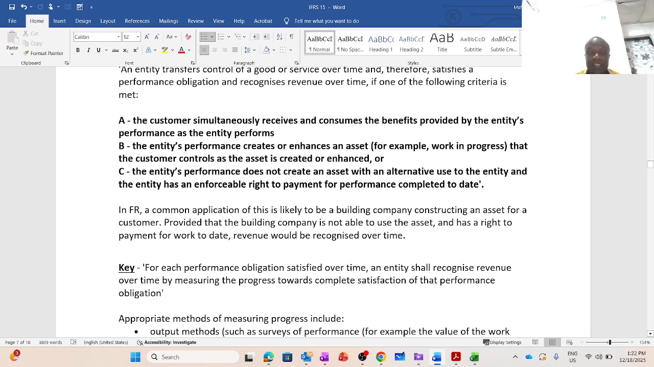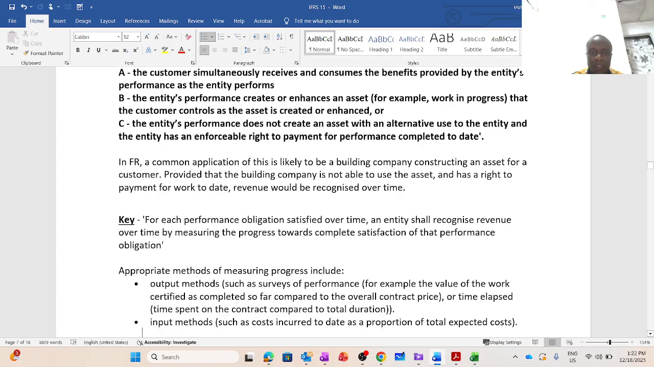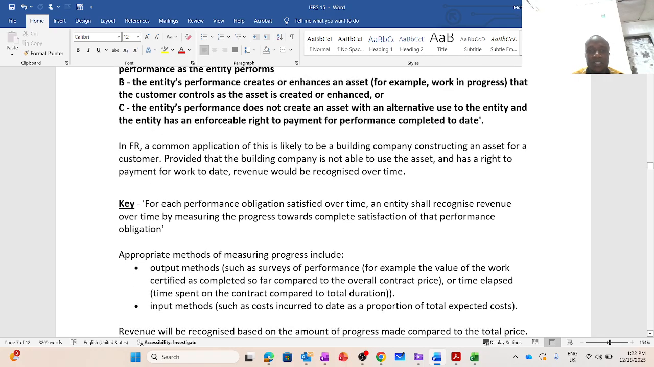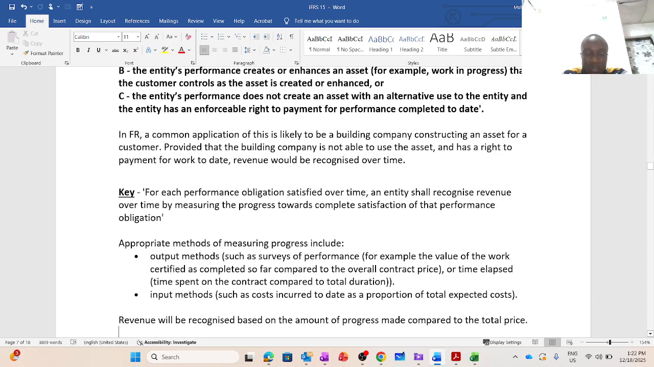So for financial reporting, we need to keep it simple. When we look at construction contracts, we are going to understand better when and how we are going to recognize revenue over a period of time. Key: for each performance obligation satisfied over time, an entity shall recognize revenue over time by measuring the progress towards complete satisfaction of that performance obligation.